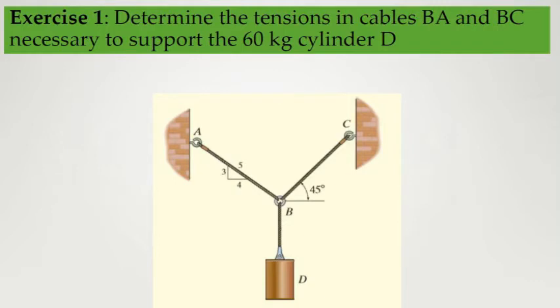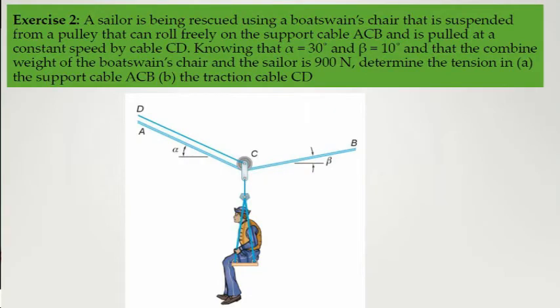Assignment number 1. Determine the tensions in cables BA and BC necessary to support the 60 kilogram cylinder D. You are also to solve this.